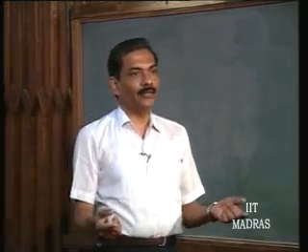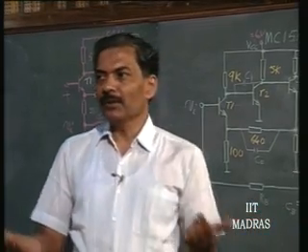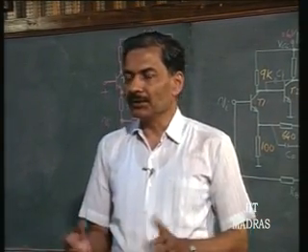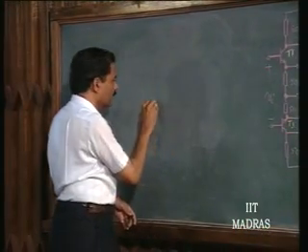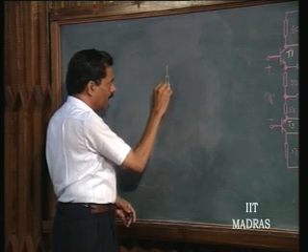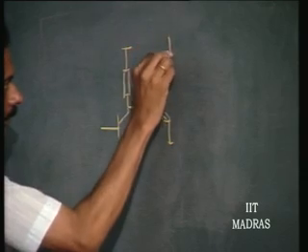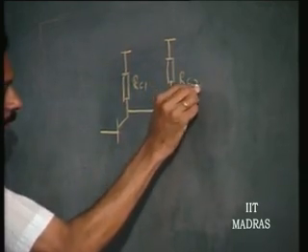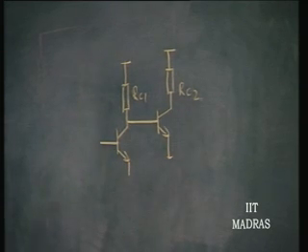Now, what is the dual of this voltage controlled voltage source? Current controlled current source. What should be the kind of feedback now we have to apply? G. So, it is very simple to conceive of this configuration. Again we have the two stages cascaded. Now, it should be G feedback.